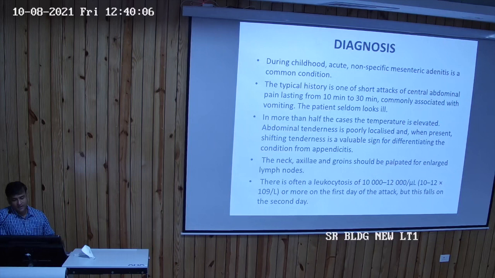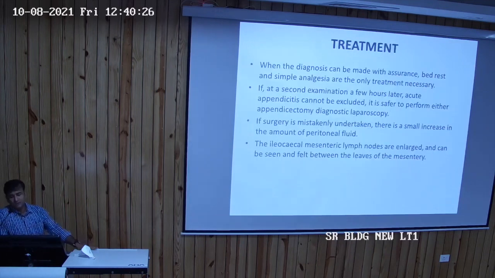In every case, the neck, axilla, and groin should be palpated for lymph nodes. You may find lymph nodes in the neck, axilla, and groin. The leukocyte count may be increased up to 10 to 12,000. The treatment is mainly reassurance, bed rest, and simple analgesia.